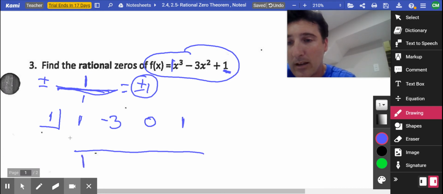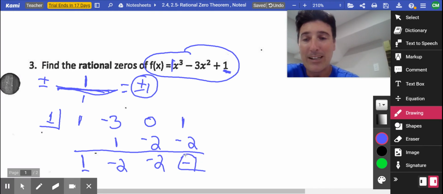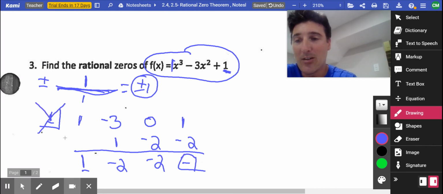I bring down the 1. 1 times 1 is 1. -3 plus 1 is -2. -2 times 1 is -2. 0 plus -2 is -2. -2 times 1 is -2. And then we add: 1 plus -2 is -1. That's the remainder, so that remainder is not 0. So this is not a zero.